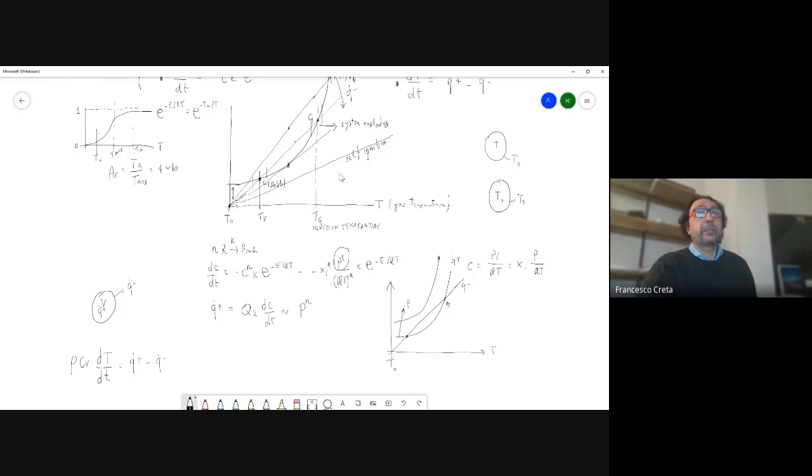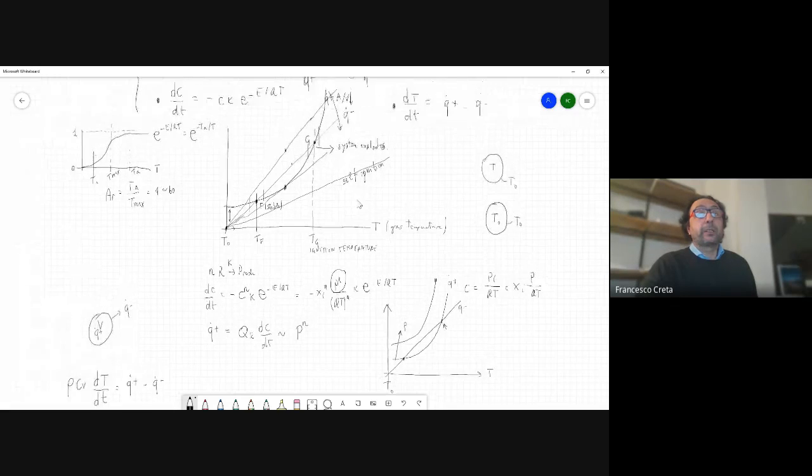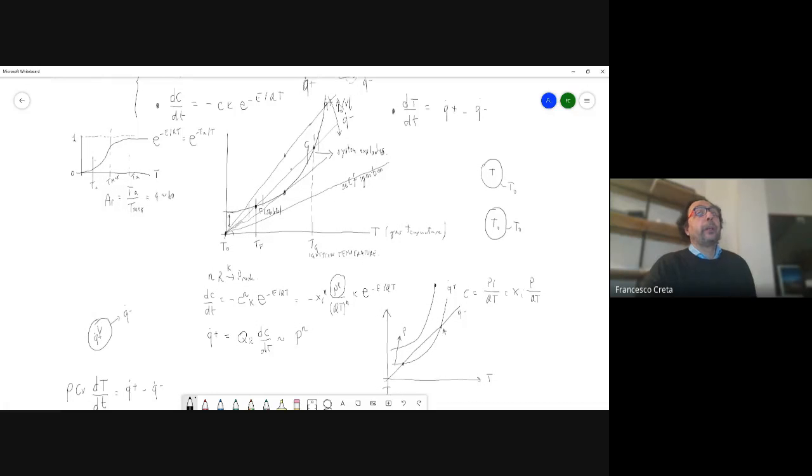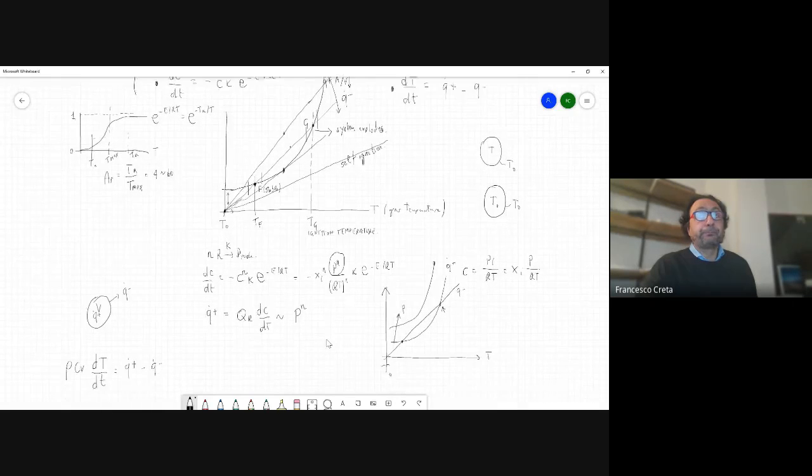How can we decrease the slope? Well, we can decrease the slope by, for example, increasing the area to volume ratio. And you can see that if we are over here, the two curves never intersect, and therefore you have always that Q plus is bigger than Q minus, so this is always positive, and therefore the temperature always increases, sorry.